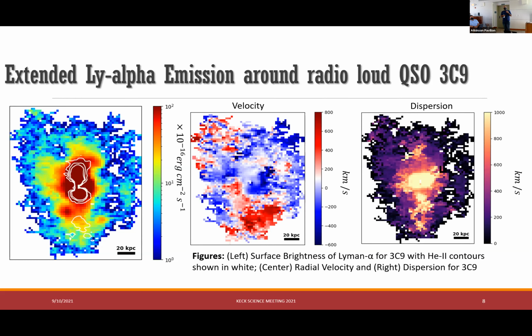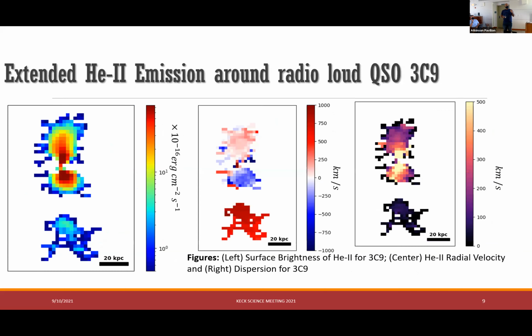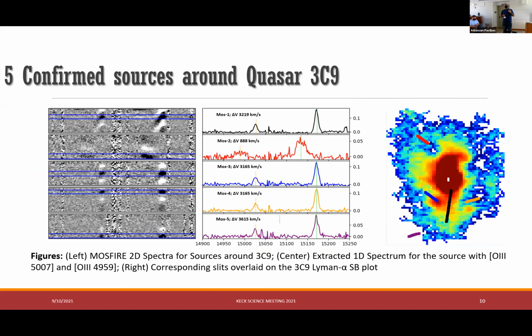So this is the region we targeted with MOSFIRE. If you look at this plot here, the contours I'm showing are regions where we also detect helium-2 emission. So these are the plots for that. Again, it shows surface brightness variation across, but it is also a region of extremely high velocity difference. All these velocity differences have been calculated with respect to the systemic redshift of the quasar. So this is a huge complex with not a lot of dispersion, but with incredibly high radial velocity with respect to the quasar. And so we went and looked around this using MOSFIRE.